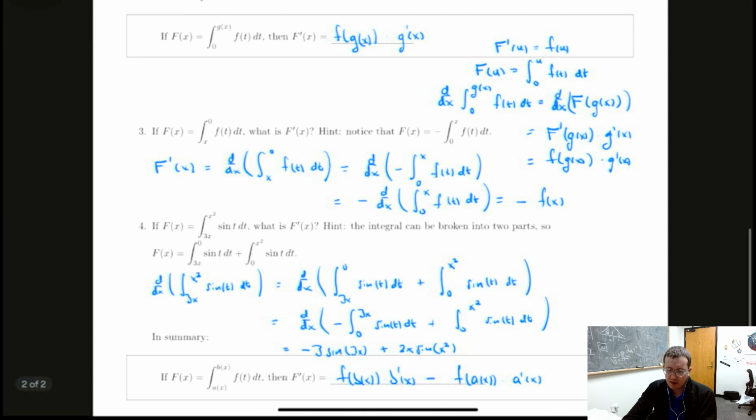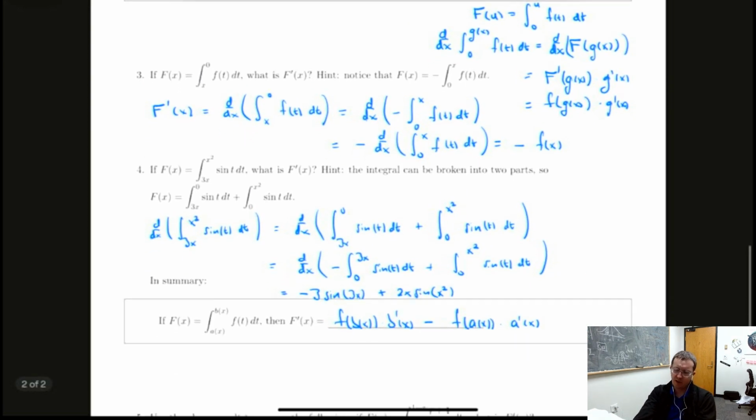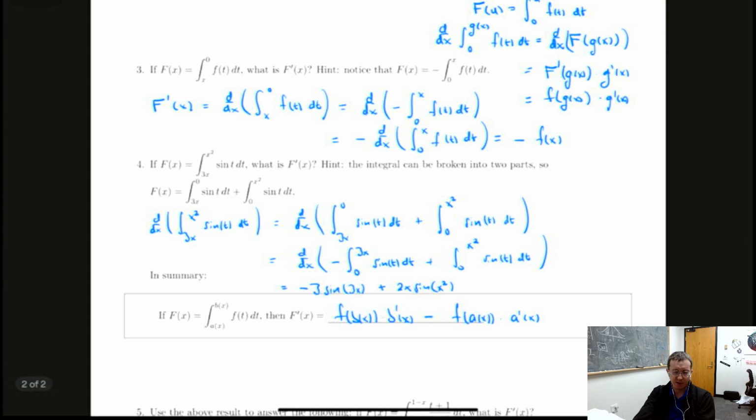Okay, that I think is all I wanted to say about these accumulation functions in the Fundamental Theorem of Calculus Part 1. So let me pause here and ask if there are any questions.